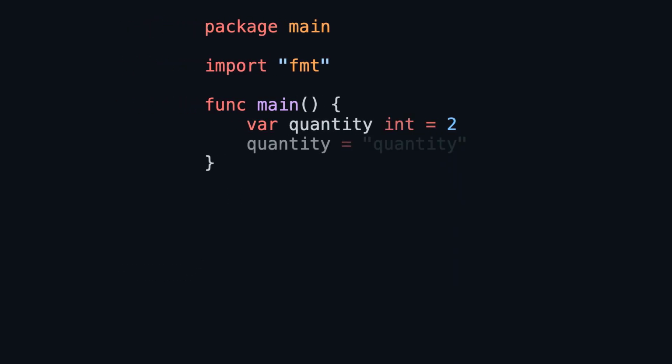Go's type system enforces strict rules about the types of values you assign to variables. For instance, if we mistakenly try to assign a string to an integer variable like quantity, Go will immediately flag this as an error. This type safety prevents many common programming mistakes.